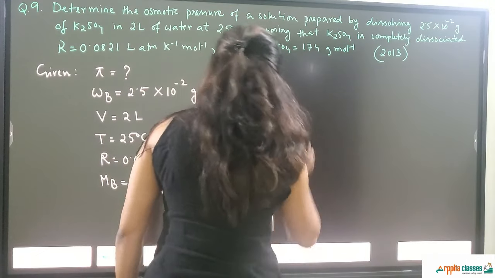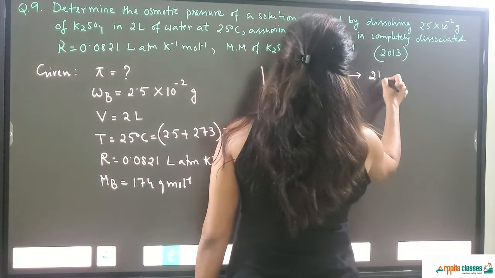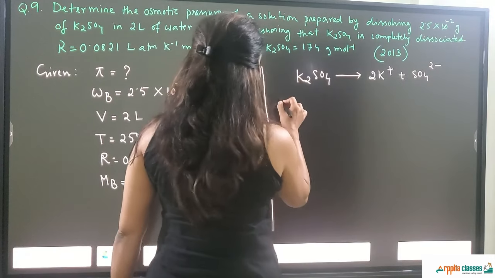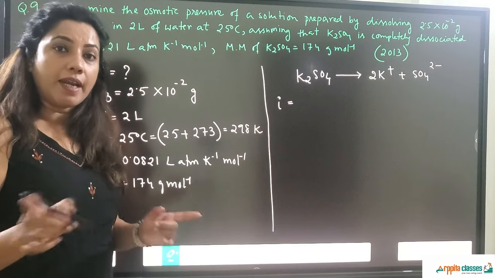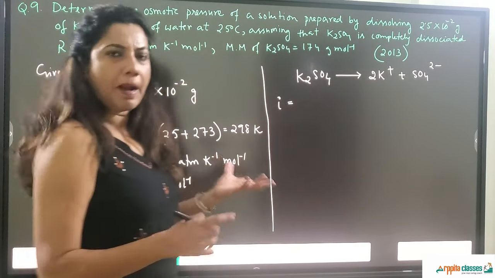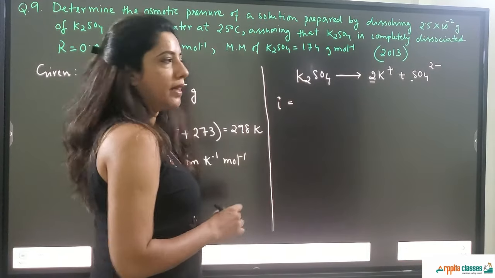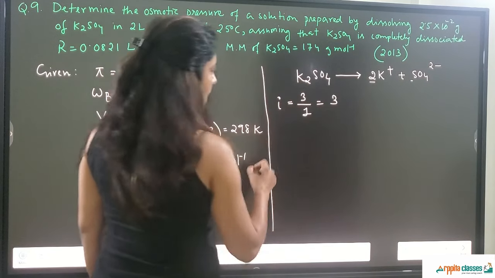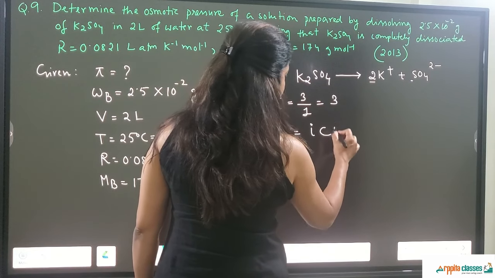Now they are saying assuming complete dissociation of K2SO4. So K2SO4 completely dissociates to give 2K plus and SO4 2 minus. So what is I? I is equal to number of particles after the dissociation divided by number of particles before dissociation. After dissociation it is 2 plus 1, that is 3, and before dissociation it is 1, so the value of I is 3.